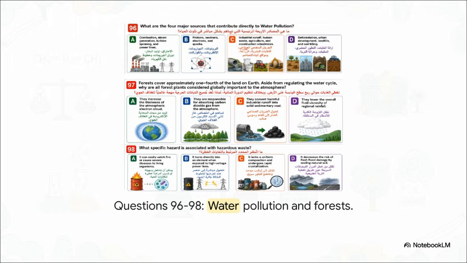Let's bring it home with these final 3 questions. Question 96 asks for 4 major sources of water pollution. The textbook identified industrial runoff, human waste, agriculture, and construction sites or mines. That matches option C perfectly. For question 97, besides regulating the water cycle, why are all forest plants considered globally important? Well, because they are fundamentally responsible for absorbing carbon dioxide gas from our atmosphere. That makes option B correct. And finally, question 98, what specific hazard is associated with hazardous waste? As we just learned, it can easily catch fire or cause severe diseases, meaning option A is our final answer.